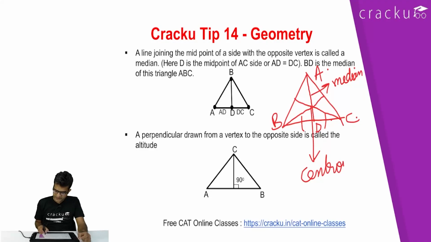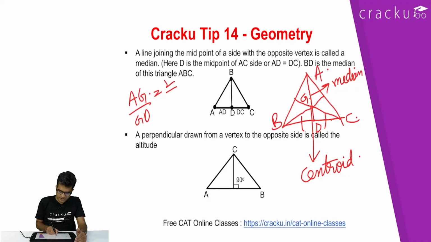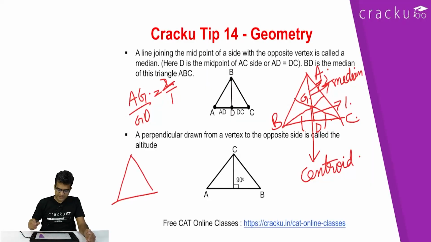Another important theorem with respect to this is that if the centroid is G, then it divides each of the medians in the ratio 2:1. That is AG divided by GD will be equal to 2:1. This is true for all the three medians. This will be 2 and this will be 1. This is the centroid.